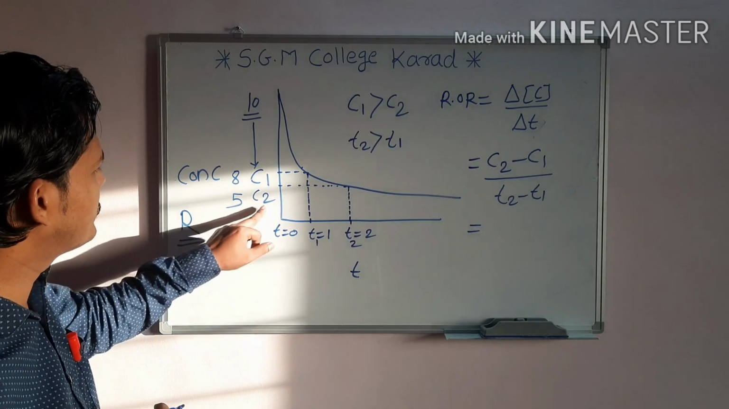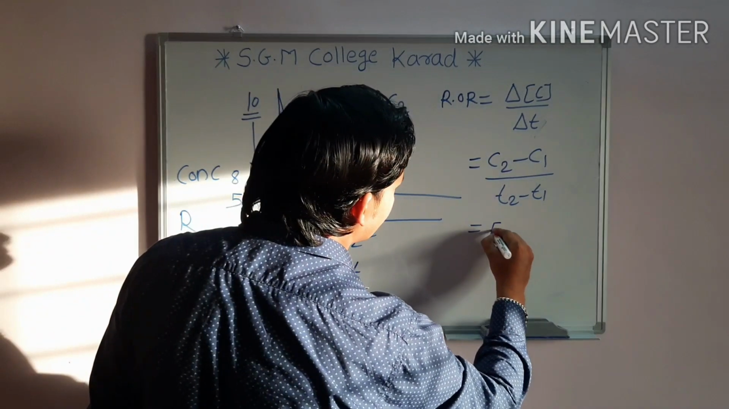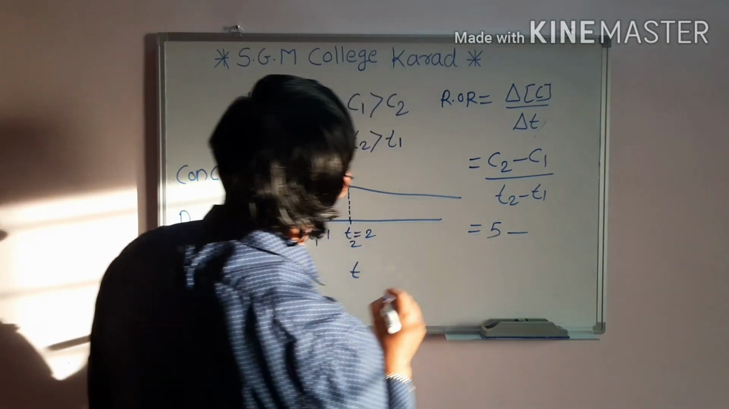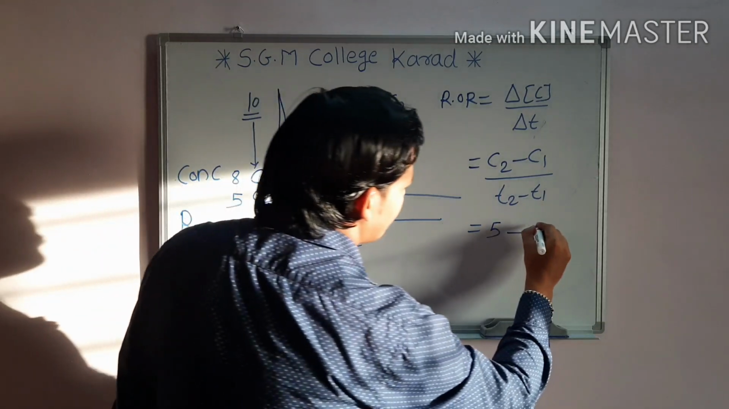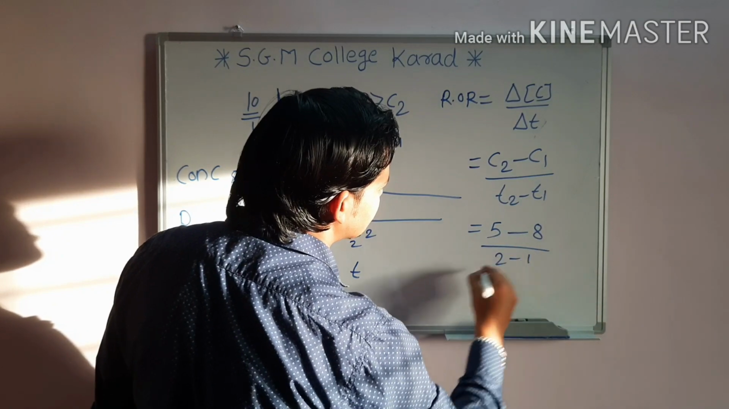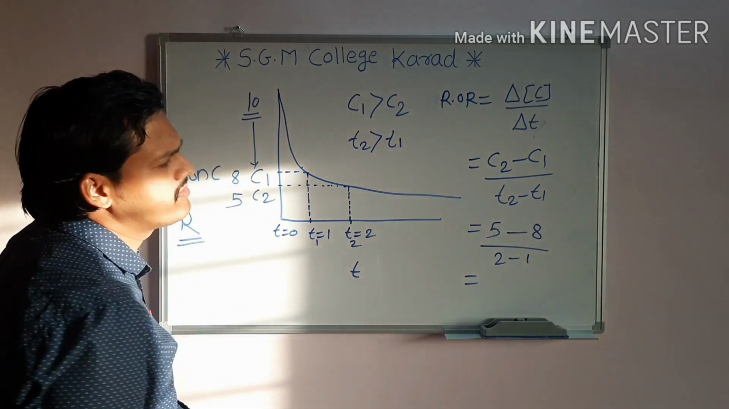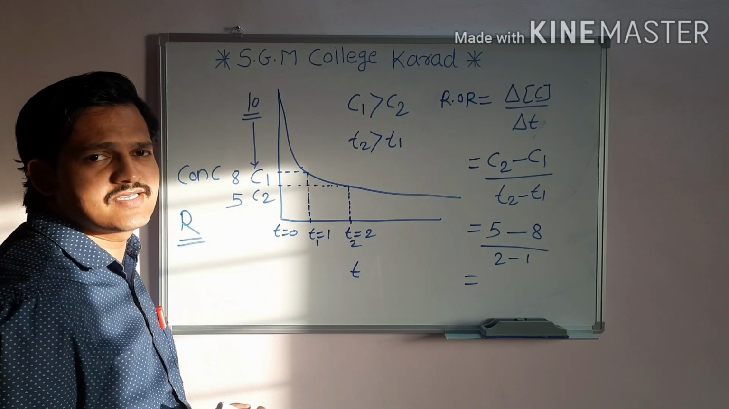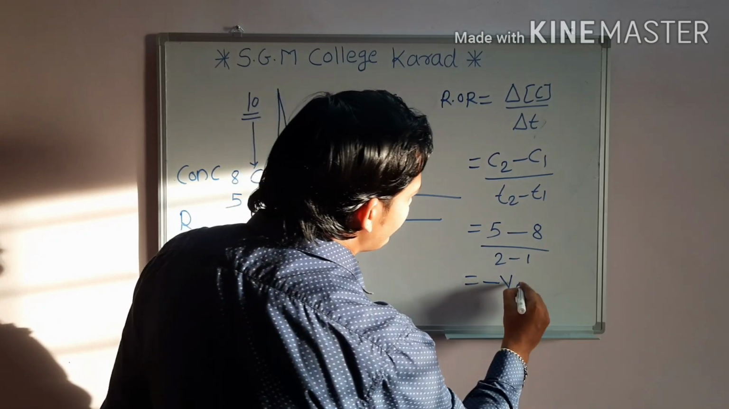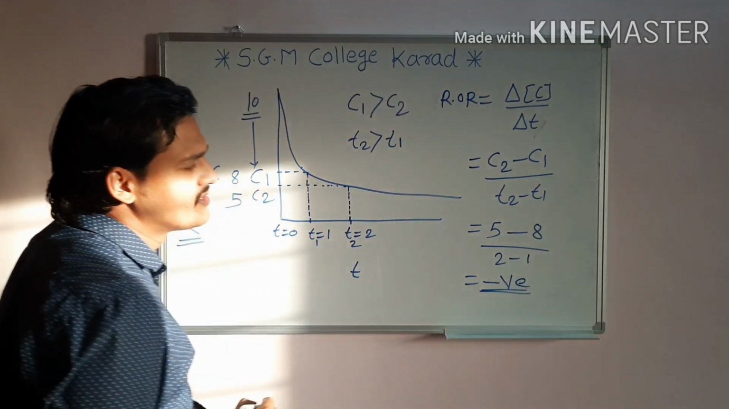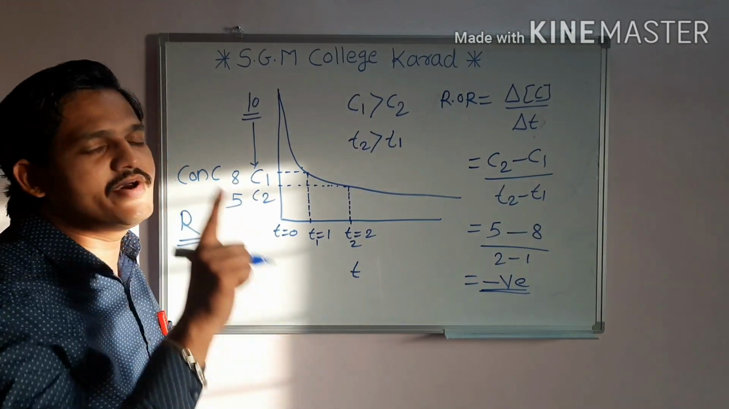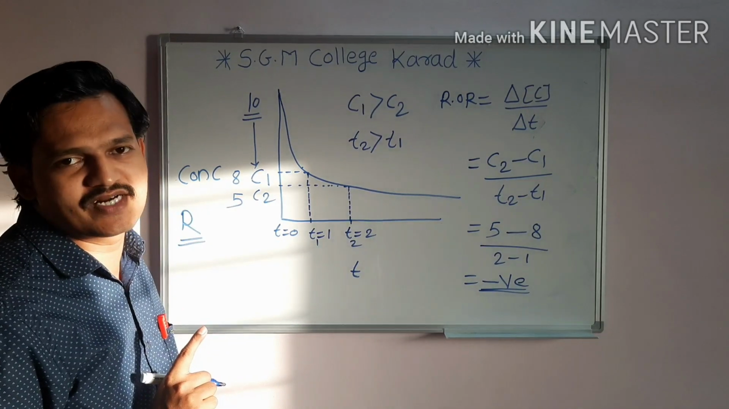So what is the calculation? I am taking the general value. The value of C2 is 5 minus the value of C1, which is 8, divided by T2 is 2 minus 1. The answer must be in negative figures. That's why I am adding a negative sign to the reactant side only, not the product side.